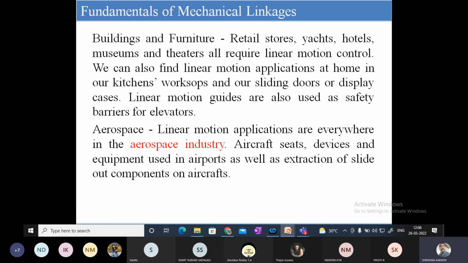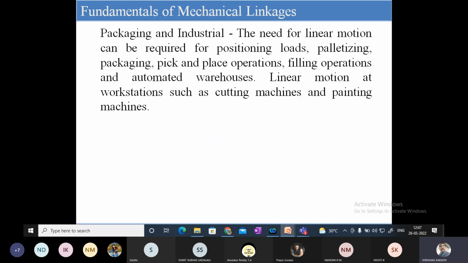And in the aerospace industries, we have very extensive applications of linear mechanisms. All the devices and equipment of the aerospace will be by means of sliding arrangements. Even the window sliding arrangement, all these are linear mechanisms. I feel there is no doubt in this. In the packaging industries also, as I told you already, linear motion mechanisms will be used for the positioning of loads, the loading and unloading of machines, palletizing of parts for packing, and pick and place operations by means of a robot.